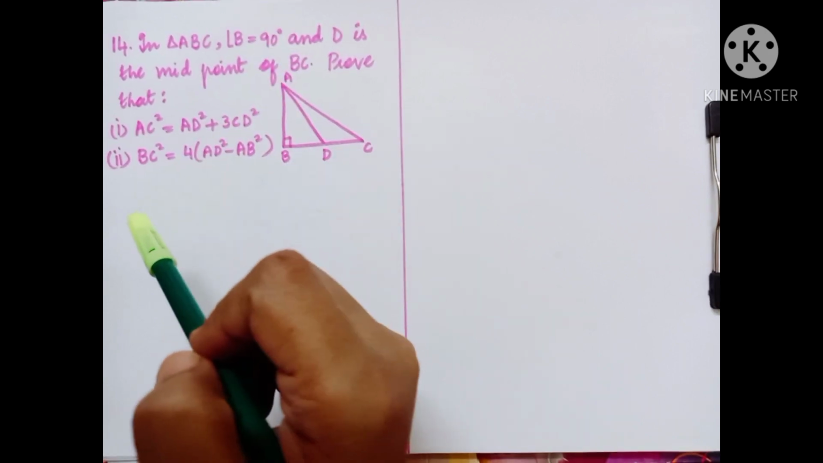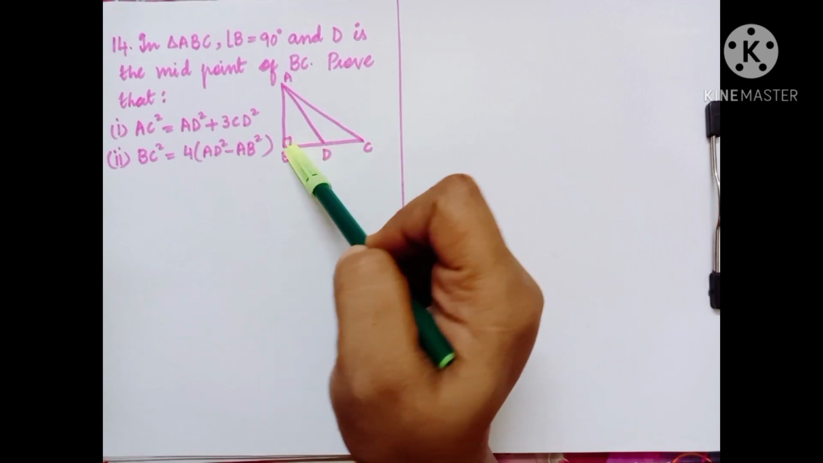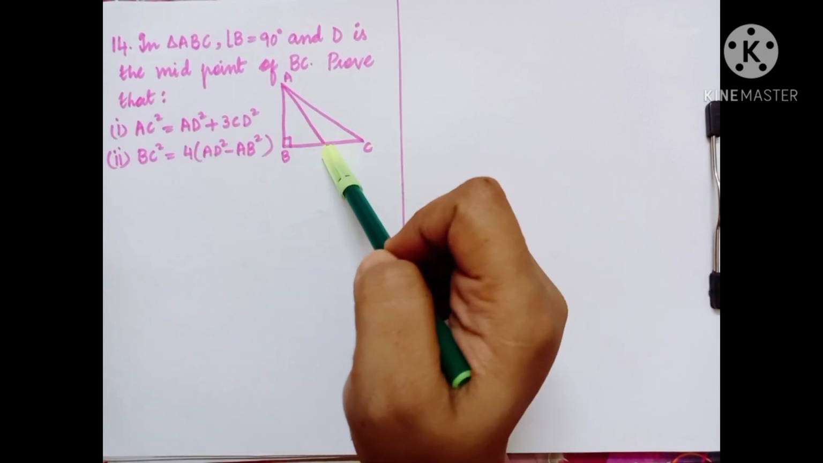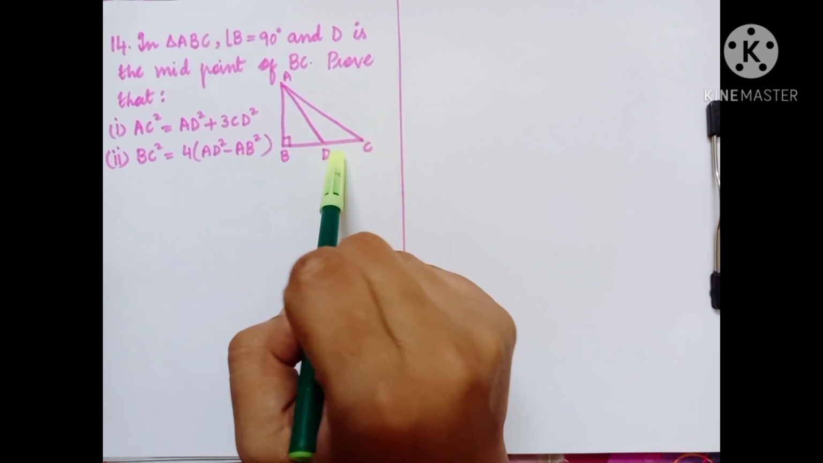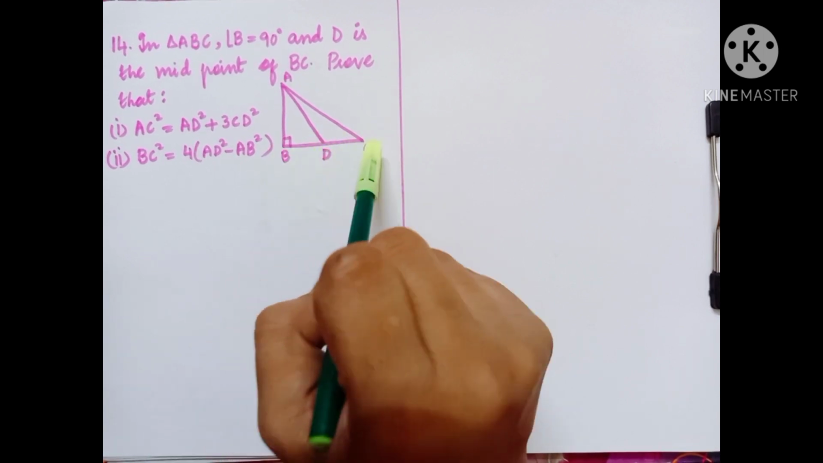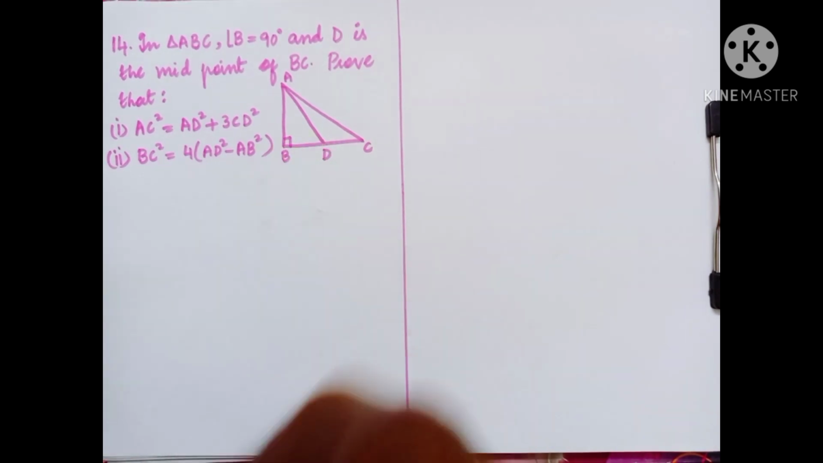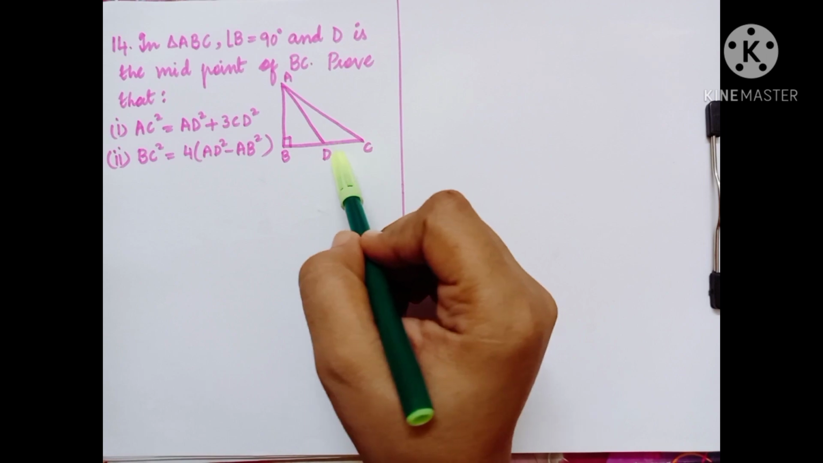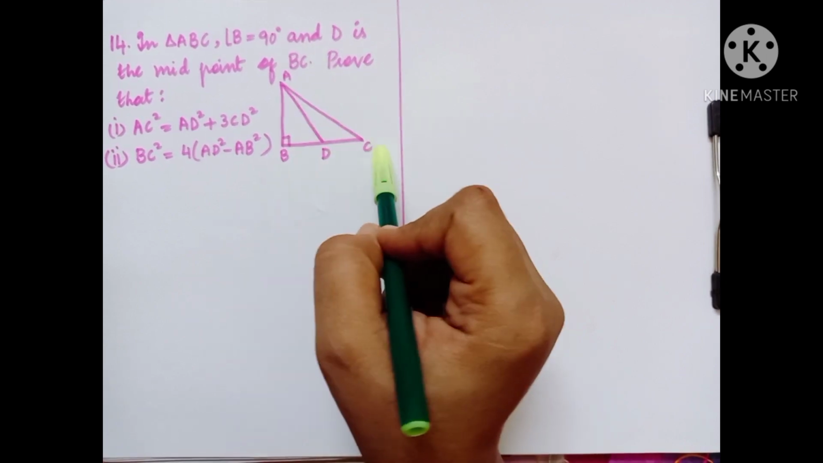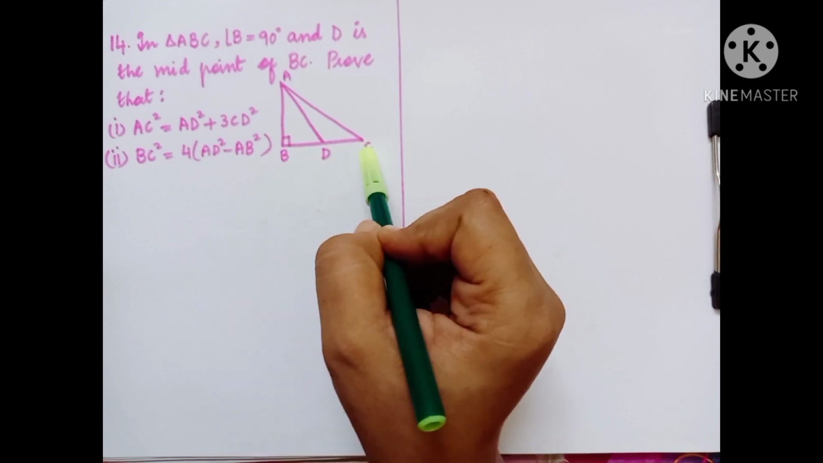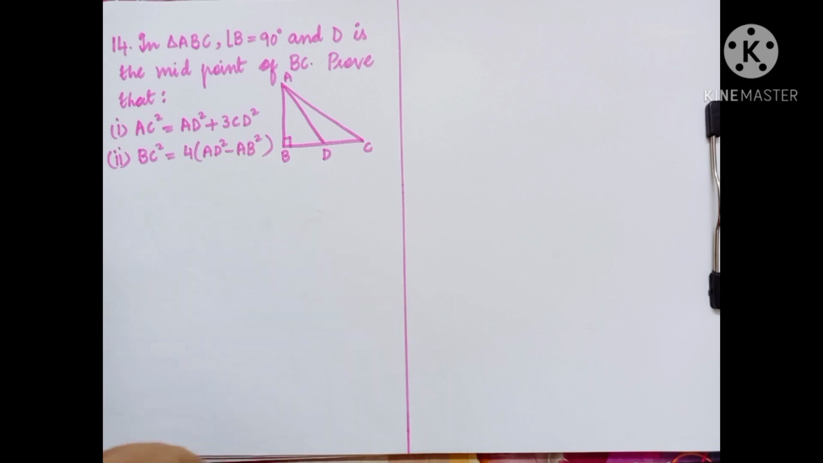in the question. Okay, so this is triangle ABC in which angle B is 90 degrees and D is the midpoint of BC. Midpoint of BC means BD equals DC. When D is the midpoint, then obviously this part equals this part, right? So when D is the midpoint of BC, then BD equals DC. Okay, and then you need to prove these two conditions.